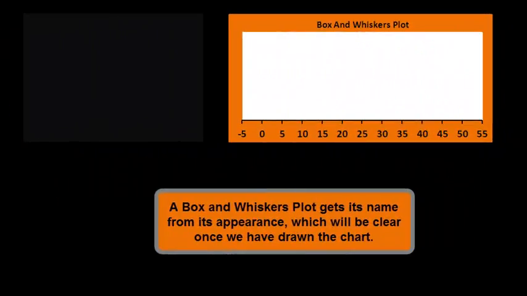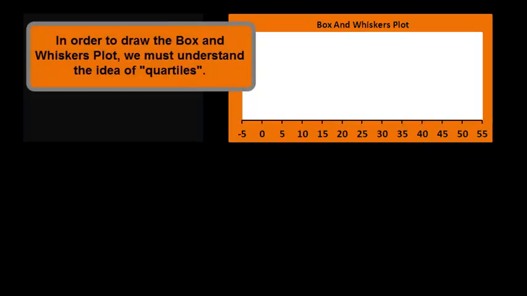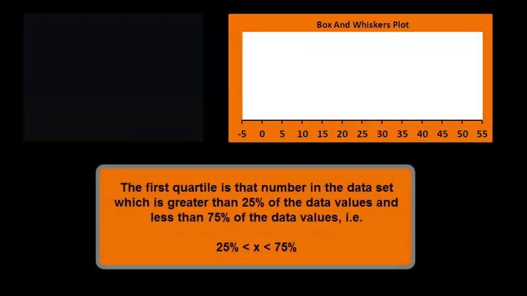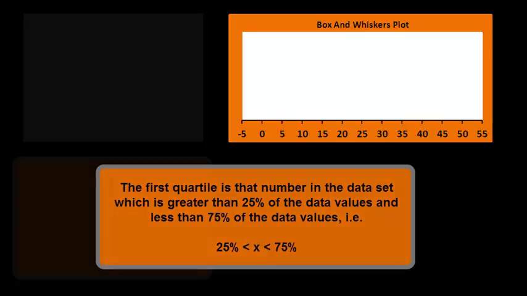A box and whiskers plot gets its name from its appearance, which will be clear once we have drawn the chart. In order to draw the box and whiskers plot, we must understand the idea of quartiles. The first quartile is that number in the dataset which is greater than 25% of the data values and less than 75% of the data values. That is, x is greater than 25% and less than 75%.